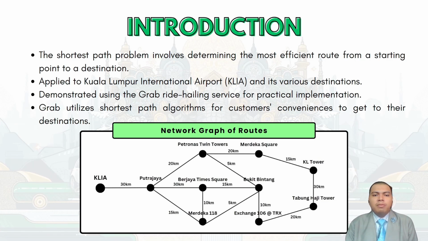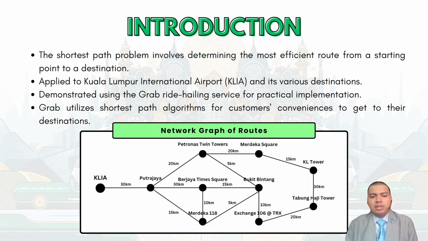The shortest path problem involves determining the most efficient road from the starting point to a destination. We have applied it to Kuala Lumpur International Airport, which is KLIA, and its various destinations, demonstrated using the Grab ride-hailing service for the practical implementation. And Grab utilizes the shortest path algorithm for the customer's convenience to get to their destination.